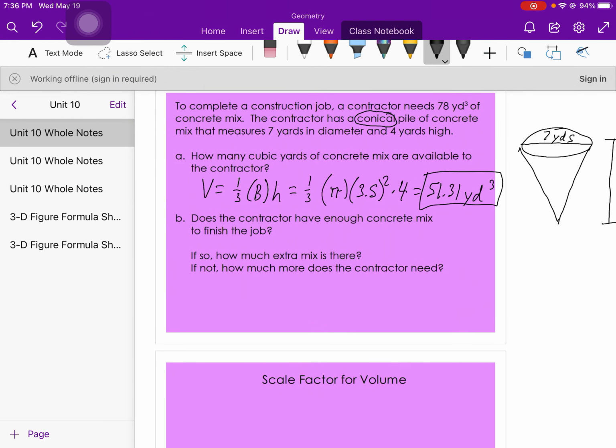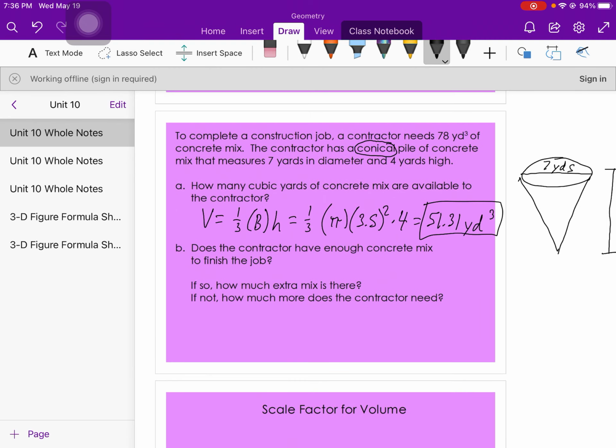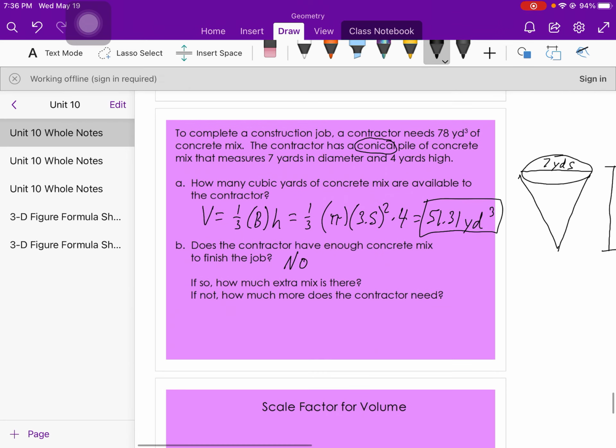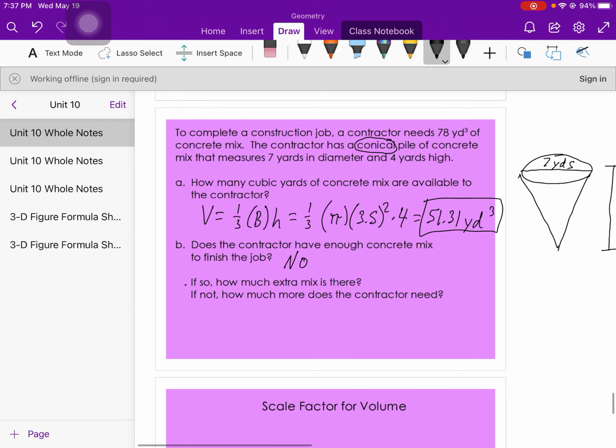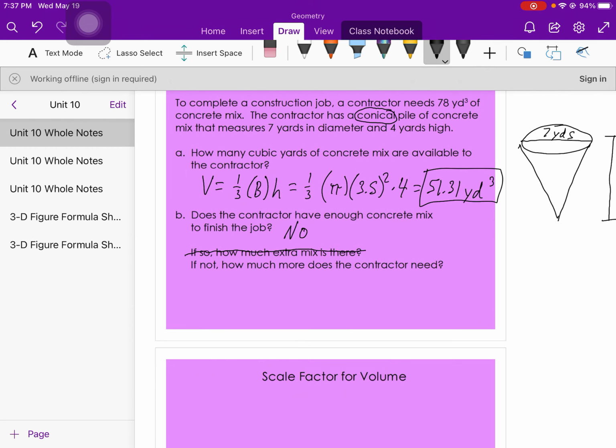Part B says, does the contractor have enough concrete mix to finish the job? Well, their goal was to have 78 yards. So we are definitely short of that. So that is a no. And it says, if so, how much extra mix is there? We can't answer that because we don't have any extra mix. If not, how much more does the contractor need? So here we can answer this.